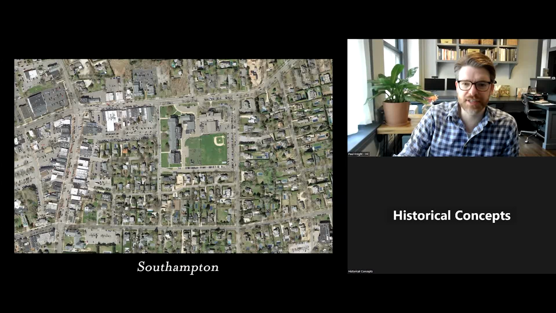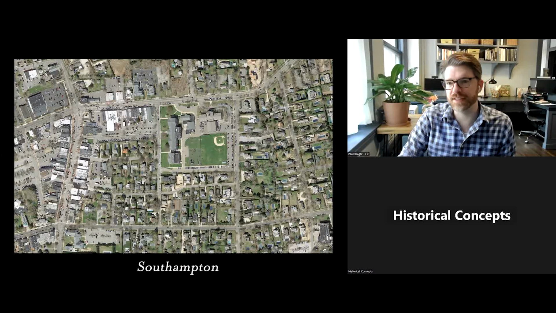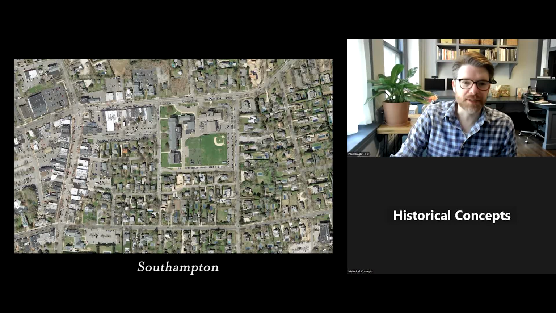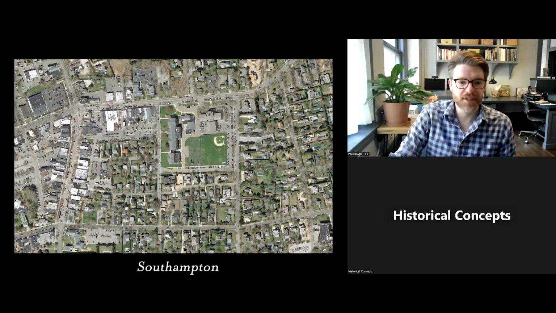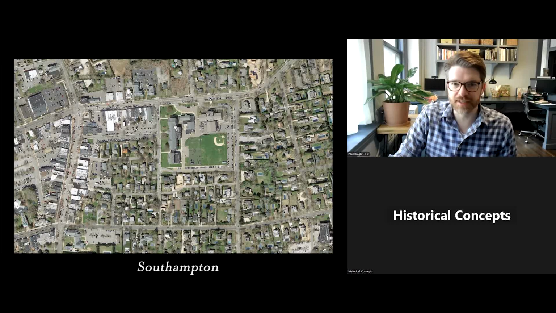So here on the screen, I've got an aerial map of Southampton, and I wanted to start with this because, first of all, we've been meeting in the town hall right here. But second of all, this is a town that was mentioned by residents of Hampton Bays as a place that was worthy of emulation, and a place where we could take some of the lessons from Southampton and perhaps apply them to Hampton Bays.